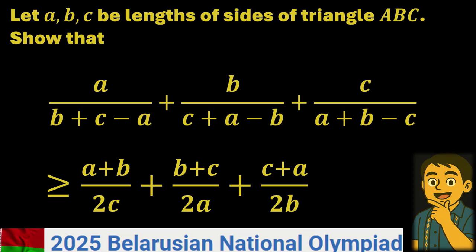Let a, b and c be the side lengths of triangle ABC. We are asked to show the following inequality: a over b plus c minus a, plus b over c plus a minus b, plus c over a plus b minus c, is greater than or equal to (a plus b) over 2c, plus (b plus c) over 2a, plus (c plus a) over 2b.